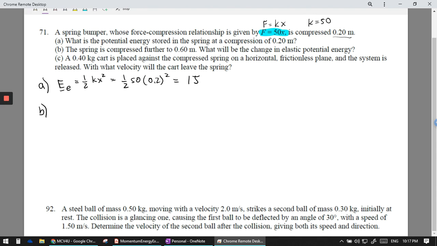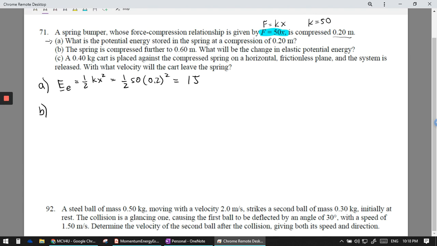Now in part B, the spring is compressed a further 60 centimeters, right? A further 60. What will be the change in elastic potential energy here? Basically you want to know, what's the elastic potential energy currently, and what was it before? The way that I'm reading this is it just had 1 joule of energy stored in it. And now we compress it a further 0.6.